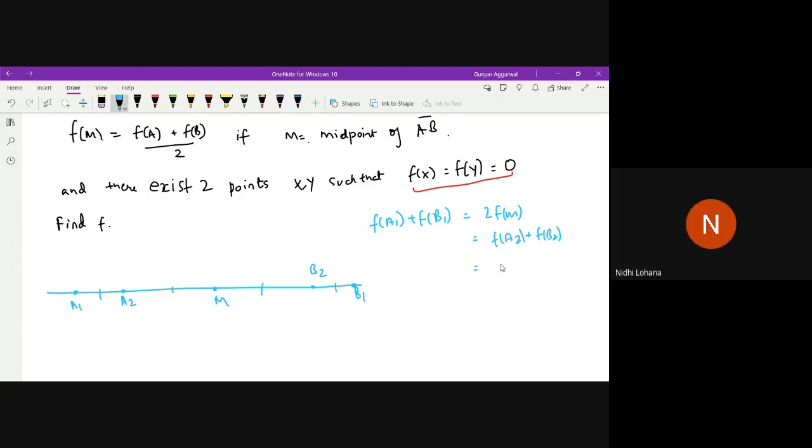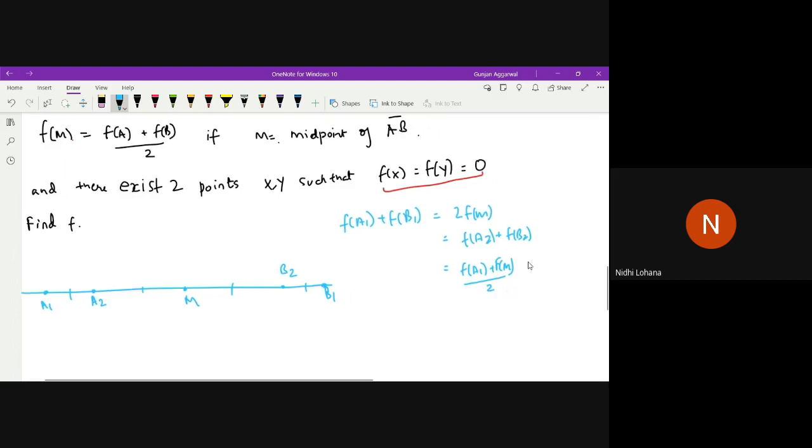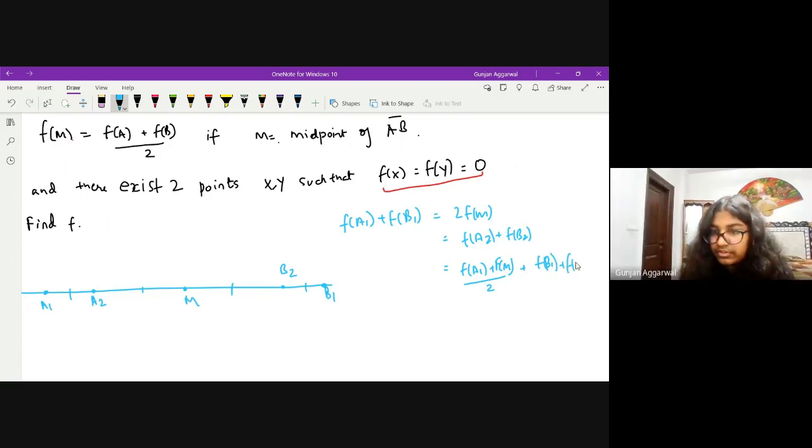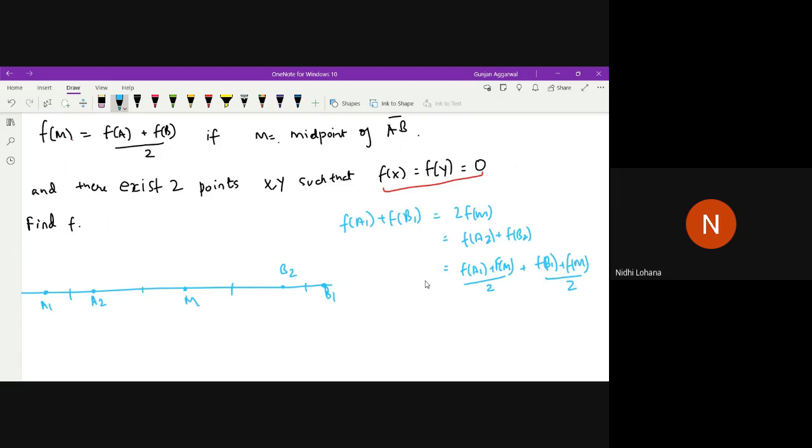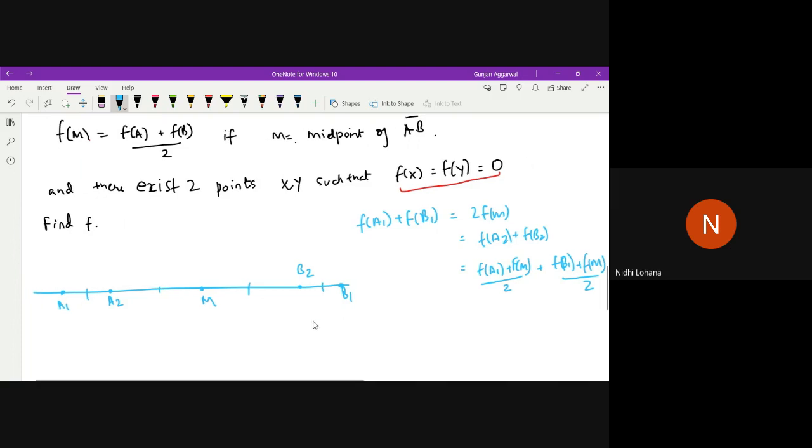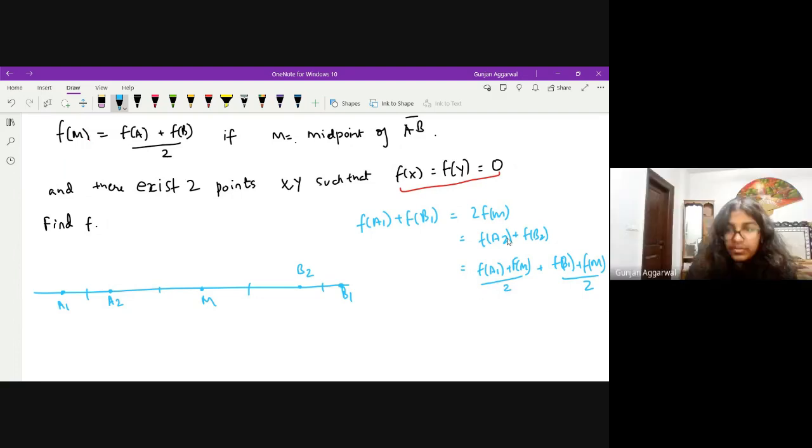Yes, and after that, the next equation we can get is f of M plus f of A1 is equal to 2 f of A2. I'll just write down the steps. This is what you did? No, I did f of A1 plus f of M by 2 is equal to 2 f of A2. Yes, f of A2 is this.